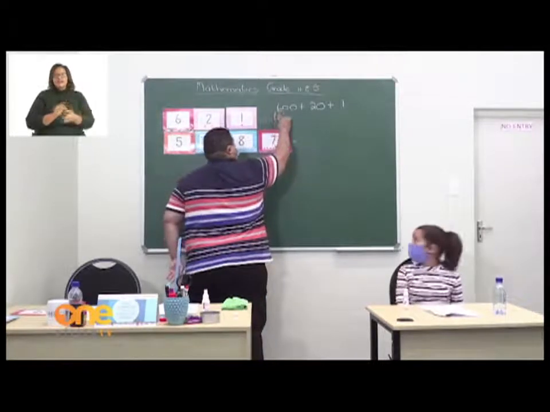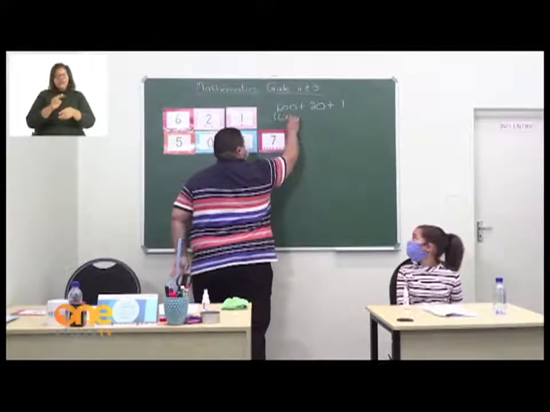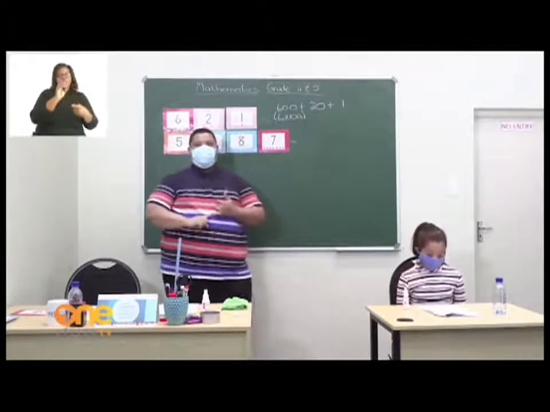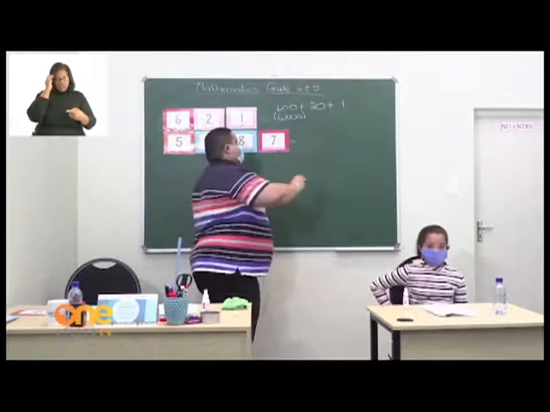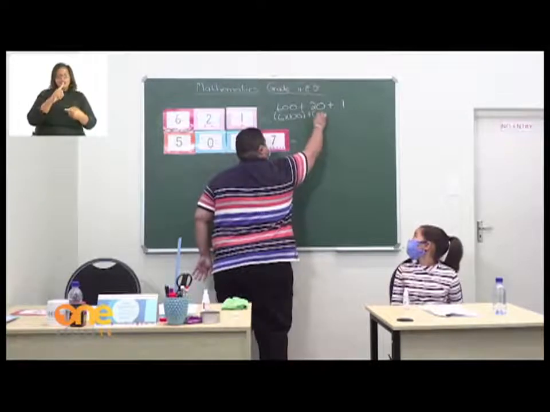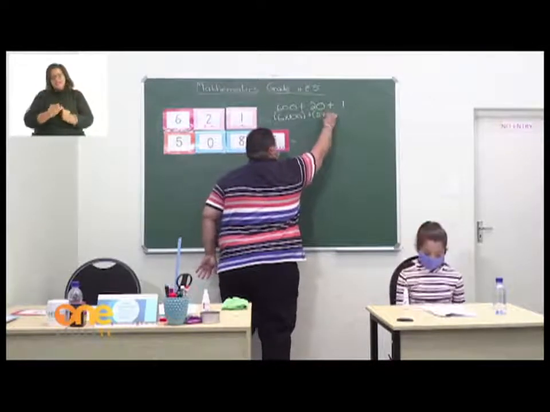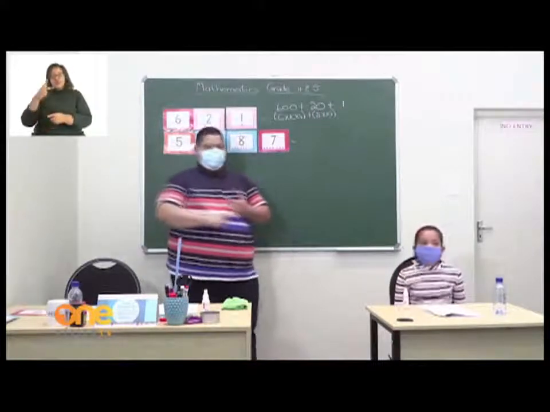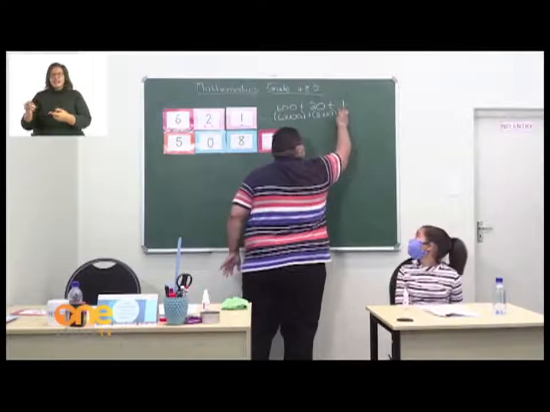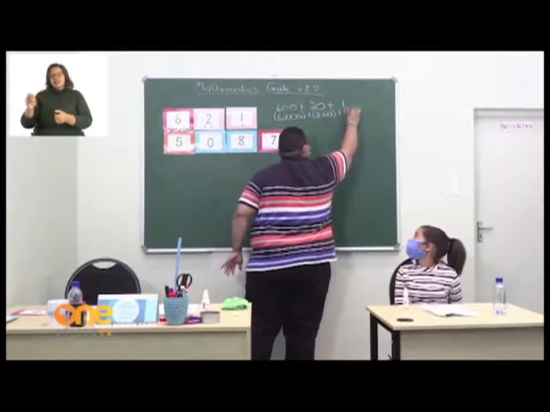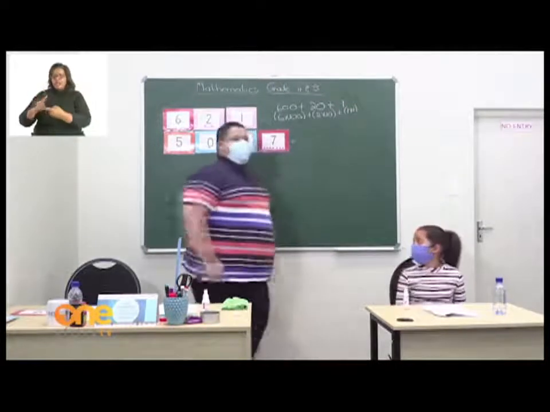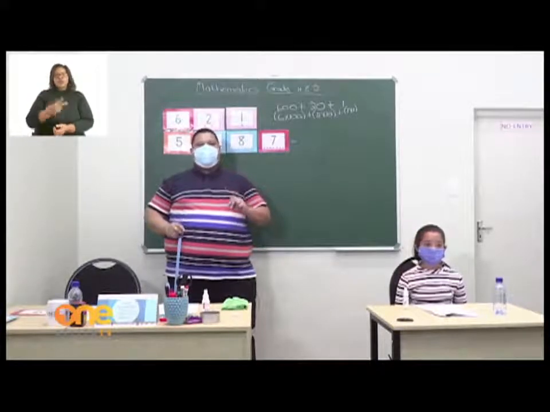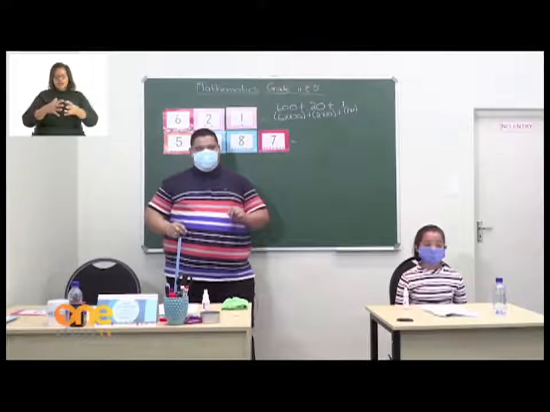We have 6 times 100. And we all know 6 times 100 equals 600. Plus 2 times 10, and we know 2 times 10 equals 20, plus 1 times 1, and 1 times 1 equals 1. So that is two ways how we can write numbers in expanded notation.